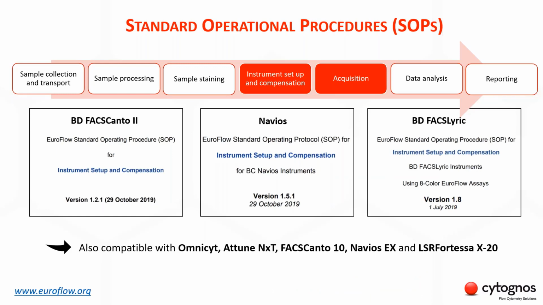There are protocols for instrument setup, calibration, and compensation available for different instruments. This protocol covers the instrument configuration, the setup of forward and side scatter, the setup of the PMT voltage for the target fluorescent channel using the rainbow bead, the compensation settings, and the instrument performance monitoring.